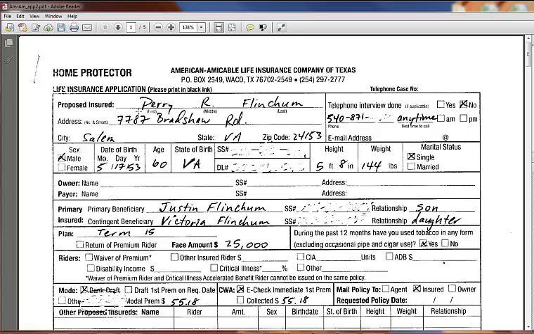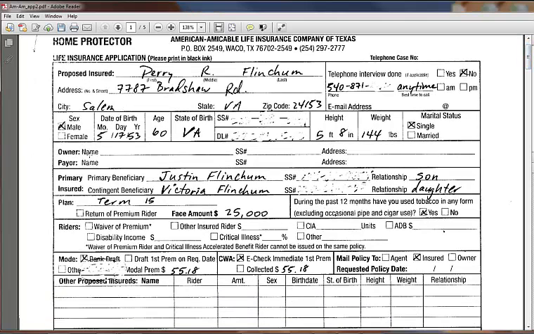So obviously the name and address is important. Social security number is critical. Driver's license, you must have your driver's license if it asks for it. That will hold up the application. Owner and payer, if they're the same person, you can just leave those blank.